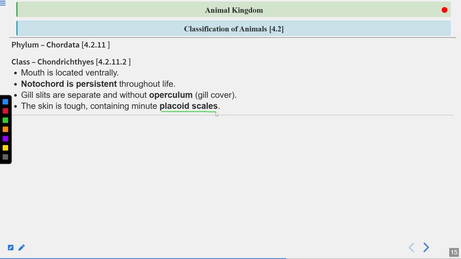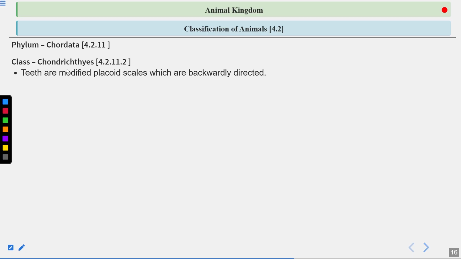Cyclostomes, think about the cyclostome. Do they possess any type of scales? No. So these are the things that you must remember. No scales are found in the cyclostomes. The skin is tough, containing minute placoid scales in the case of chondrichthyes, the cartilaginous fishes.